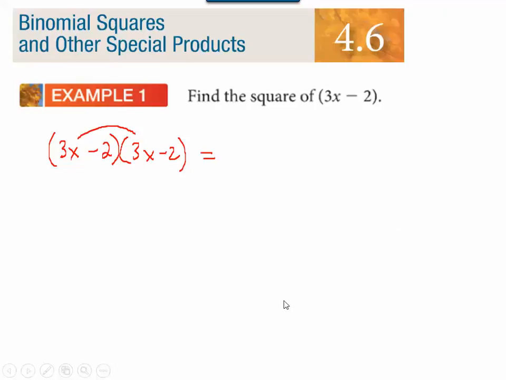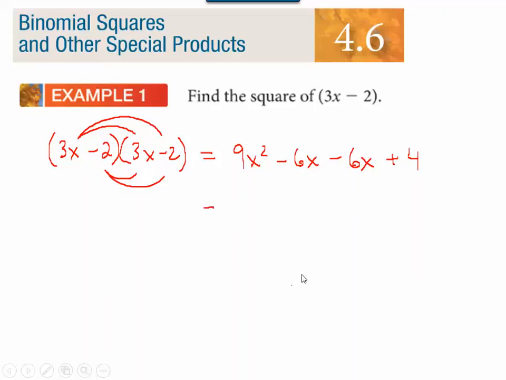Multiplying the first ones together, 3x times 3x is 9x squared. Multiplying the outside terms, 3x times negative 2, will be negative 6x. Inside terms, negative 6x. And that's what I want you guys to notice first. Look at this. Notice if you're going to multiply the same exact thing together, the outside term and the inside term will always multiply to give you the exact same thing. Alright, then at the end, negative 2 times negative 2 is a positive 4.